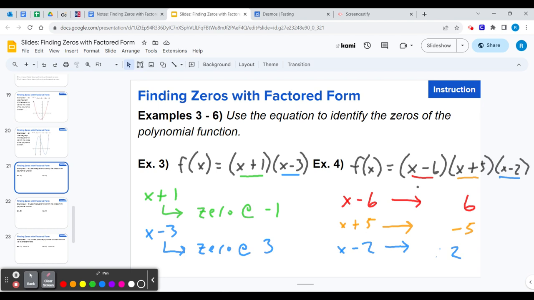We have zeros at 6, 0 at -5, and a 0 at 2. And if you want to, you can just start writing these as lists. So 6, -5, and 2. And over on example 3, if you wanted to write a list, it'd be -1 and 3.